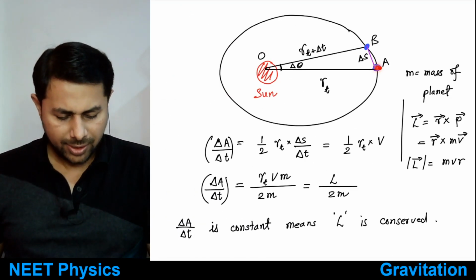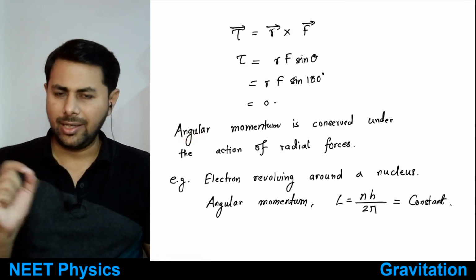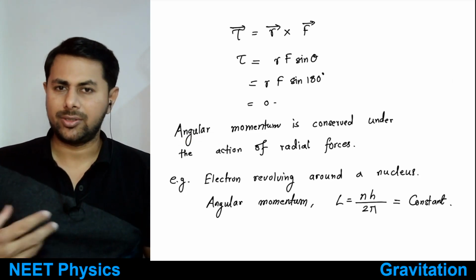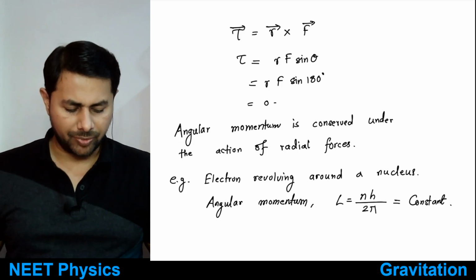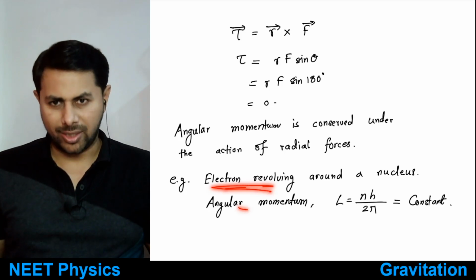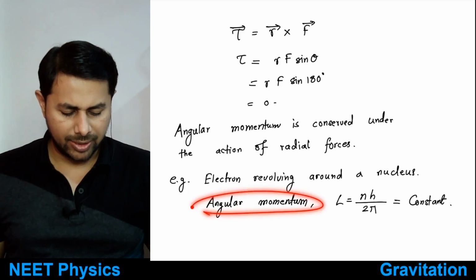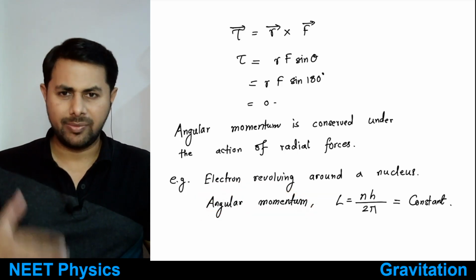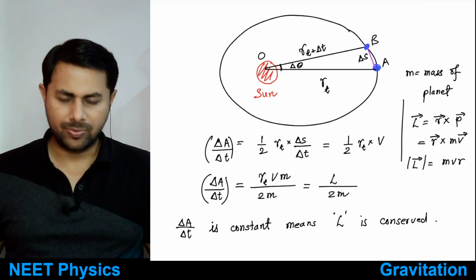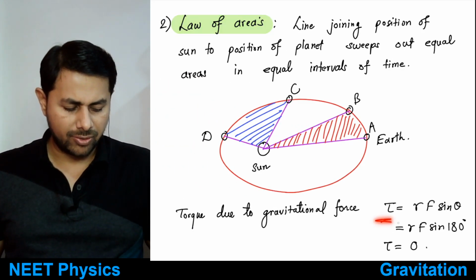Now, not just in this case, even if you take any radial force, for example a planet revolving around the sun, or an electron revolving around the nucleus, in that case also the angular momentum will be conserved. We'll see this in Bohr's model of an atom, that the angular momentum of an electron remains conserved. So what's the reason for that? This is the reason: because the force is radial, therefore the torque would be equal to what?